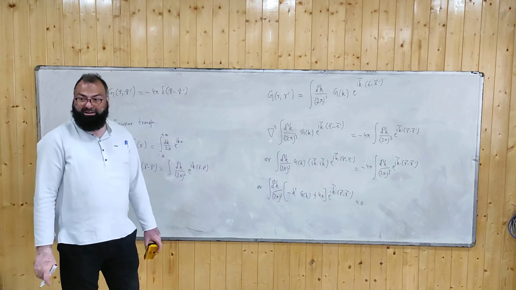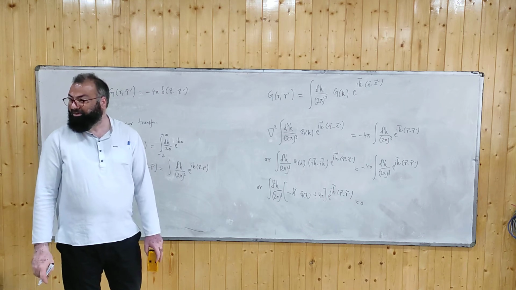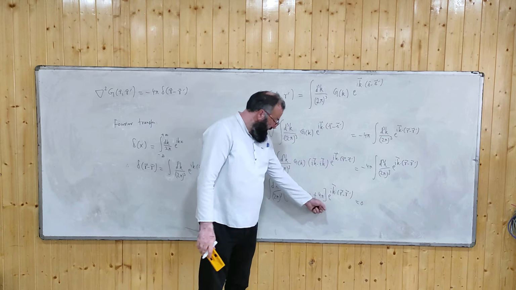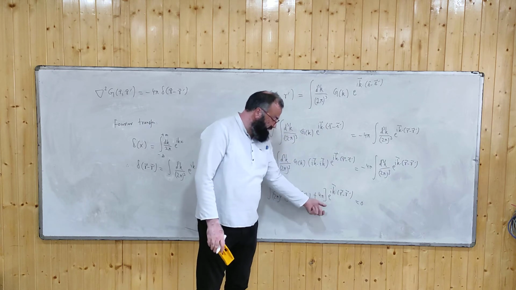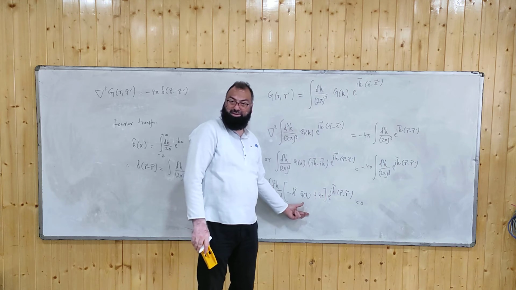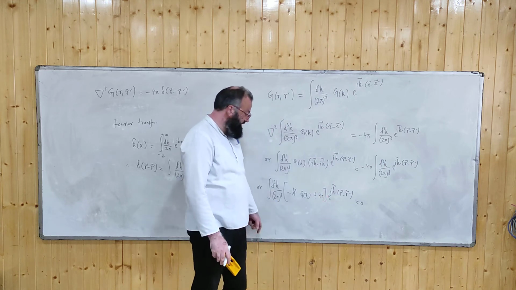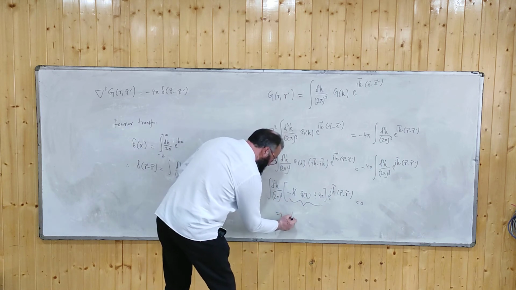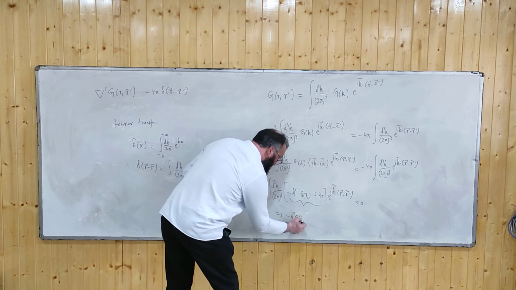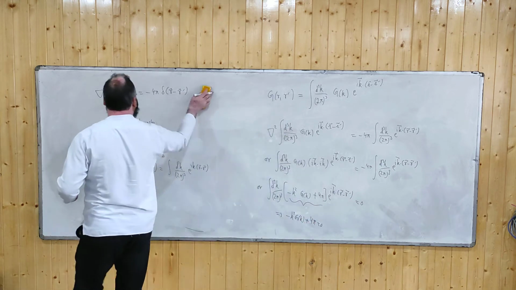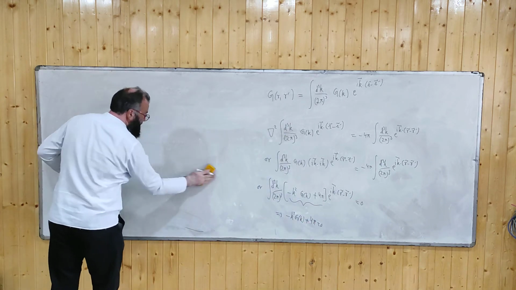Everybody followed it? What I have done? Okay. Since this is true for any exponential, it means this object has to be equal to 0, because these are all linearly independent things. Therefore, minus k squared g of k plus 4 pi is equal to 0. Okay. So what does it give me?